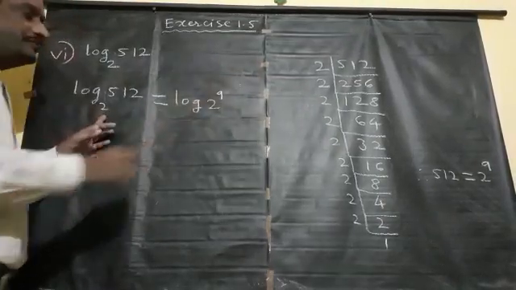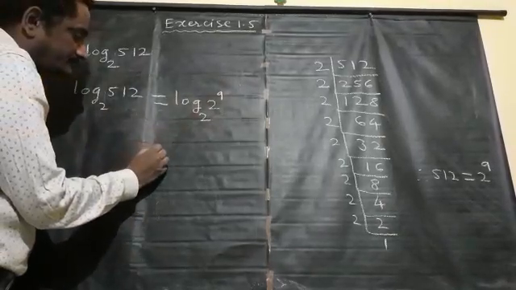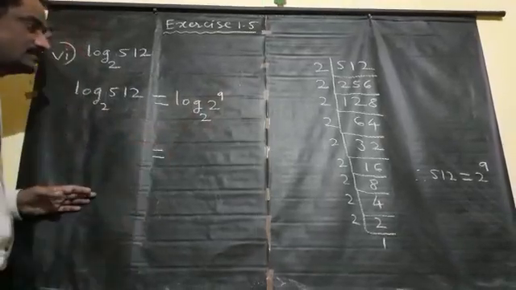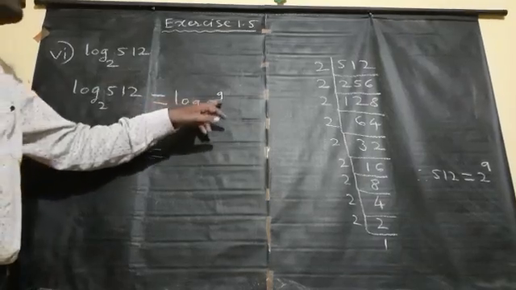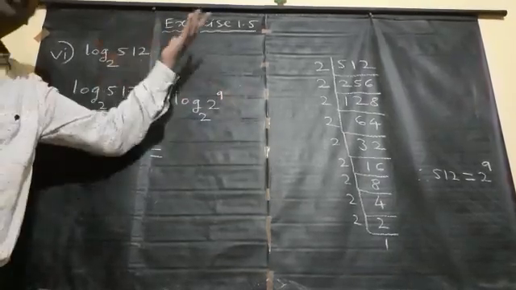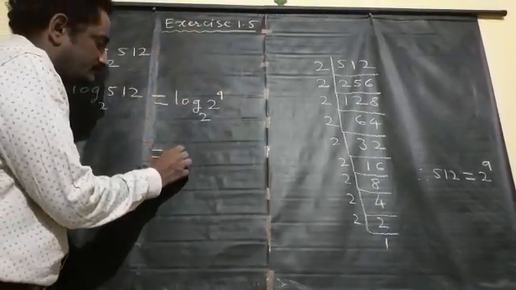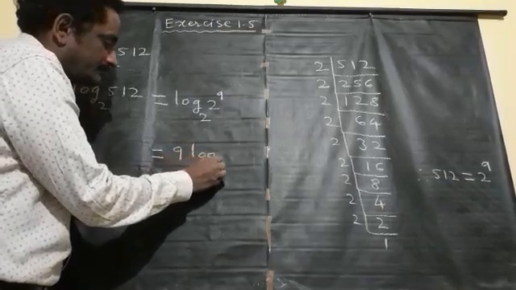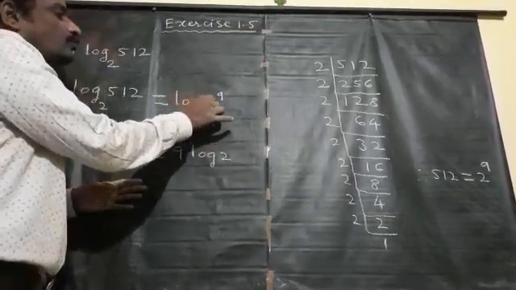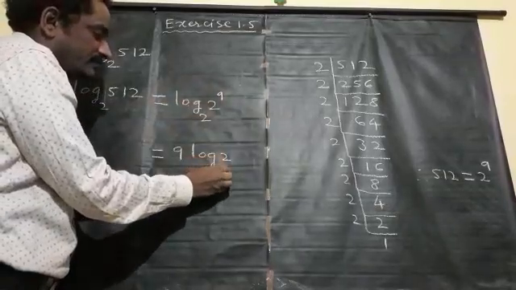Instead of base 2, base 2. In the next step, log 2 to the power of 9 is equal to 9 log 2. This 9 comes here, by the formula log x to the power of m is equal to m log x. So here 9 log 2. Log 2 to the power of 9 is equal to 9 log 2, with base 2.